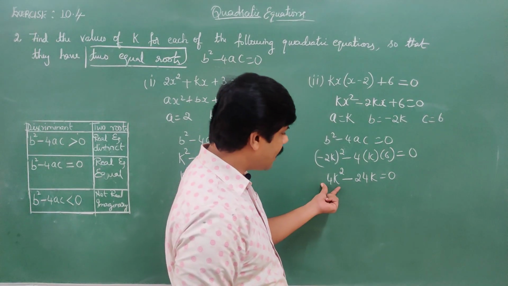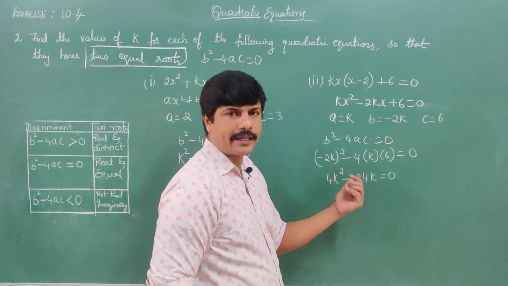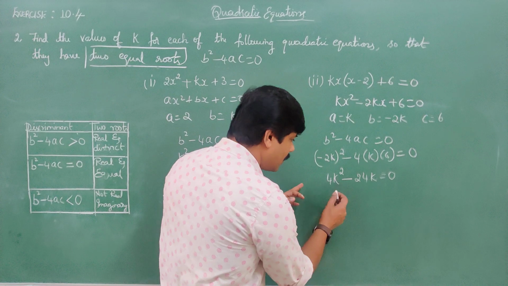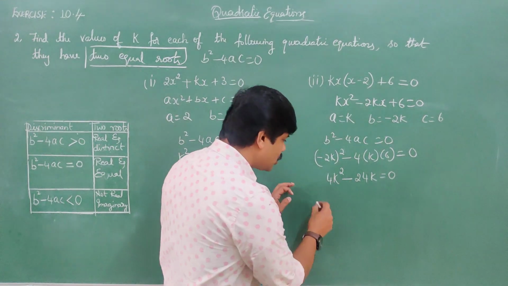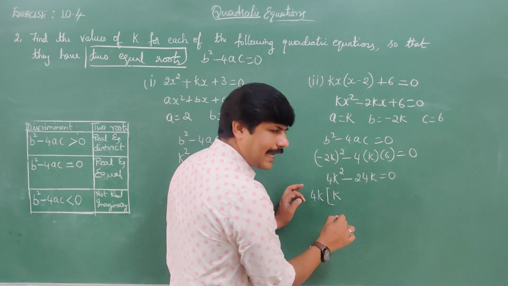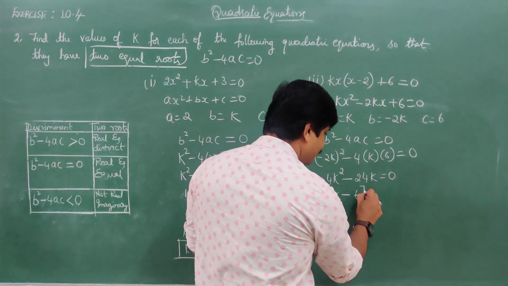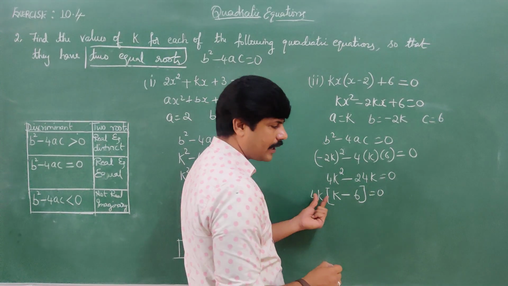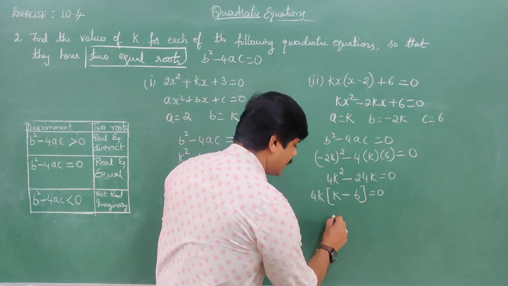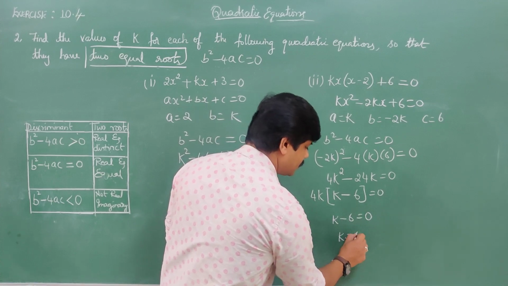Okay. So take common factors. 4 and 24 are nothing but multiples of 4 itself. And k square and k are there. So you can take common factor 4k. So the remaining is k minus 6 (4 times 6 is 24) equals 0. This 4k becomes 0 here. k minus 6 equals 0. k is equal to 6.